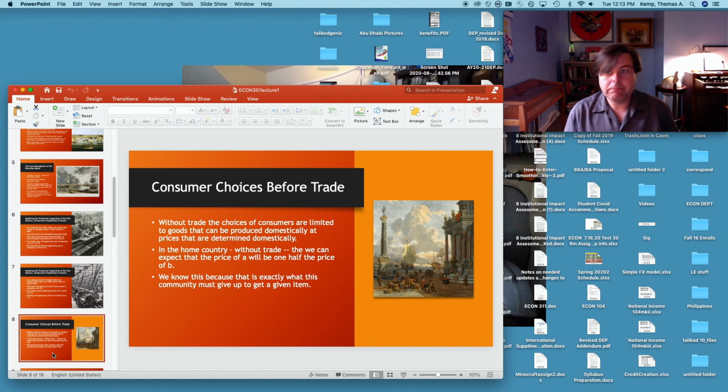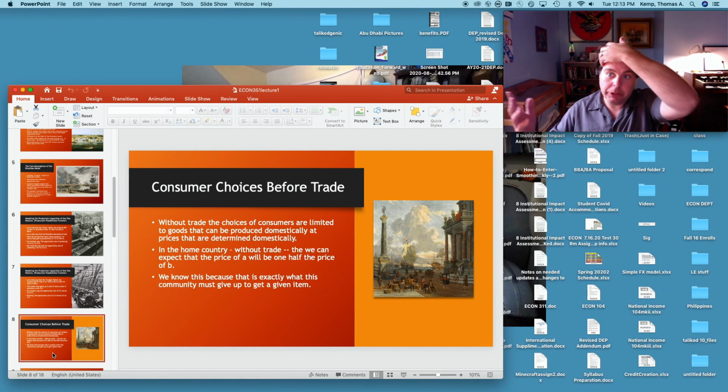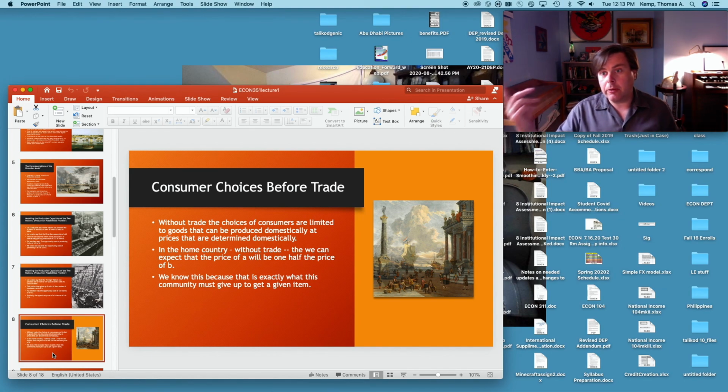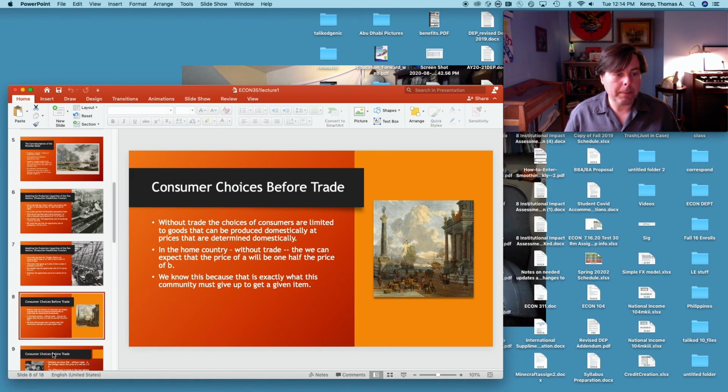Okay. All right, so that's the pre-trade condition. It's going to be applied to whether the home country or the foreign country, right? Those same ideas are going to hold either way.